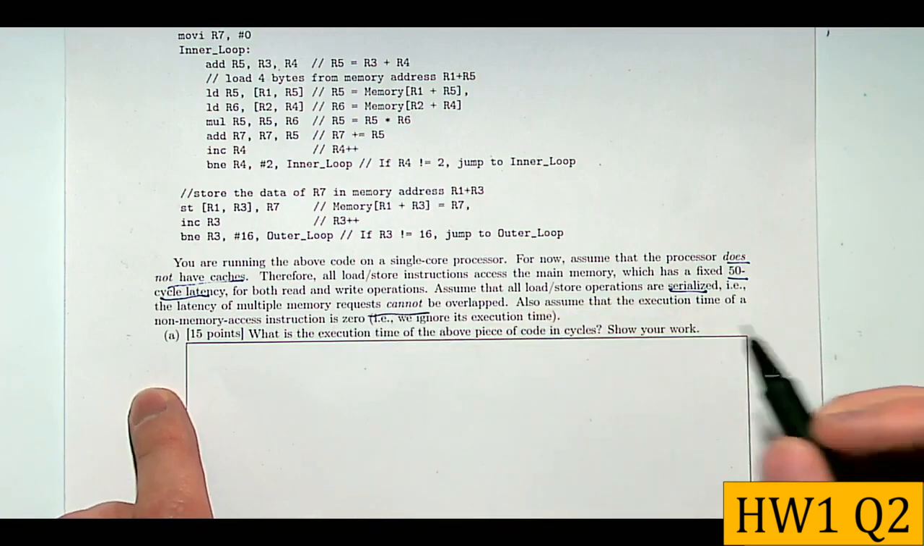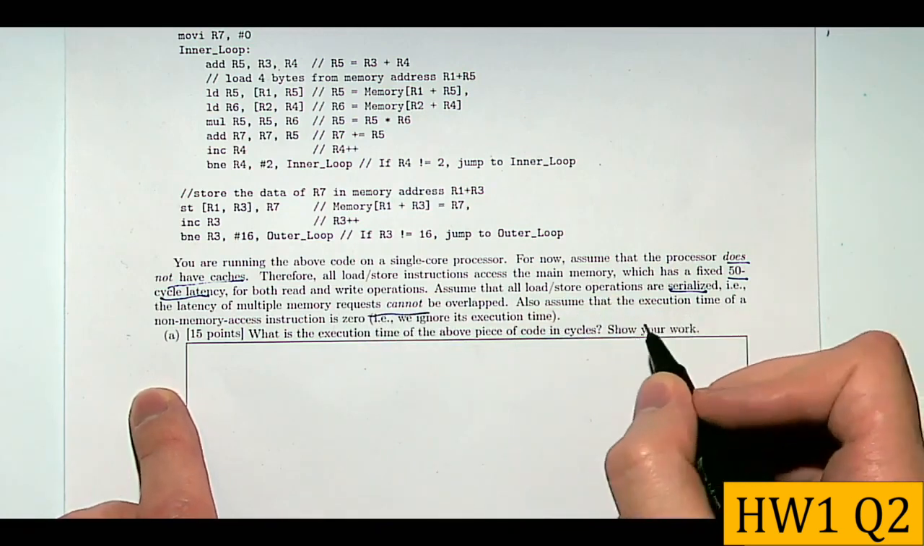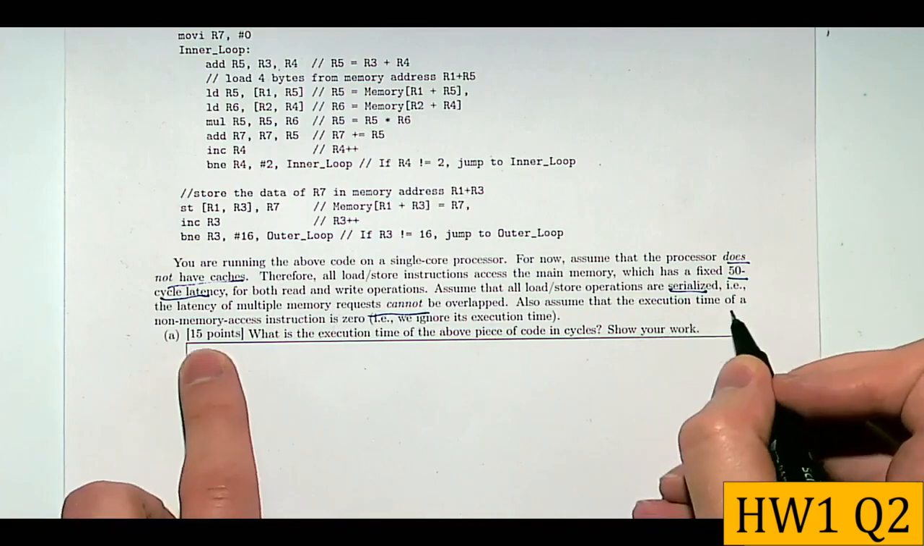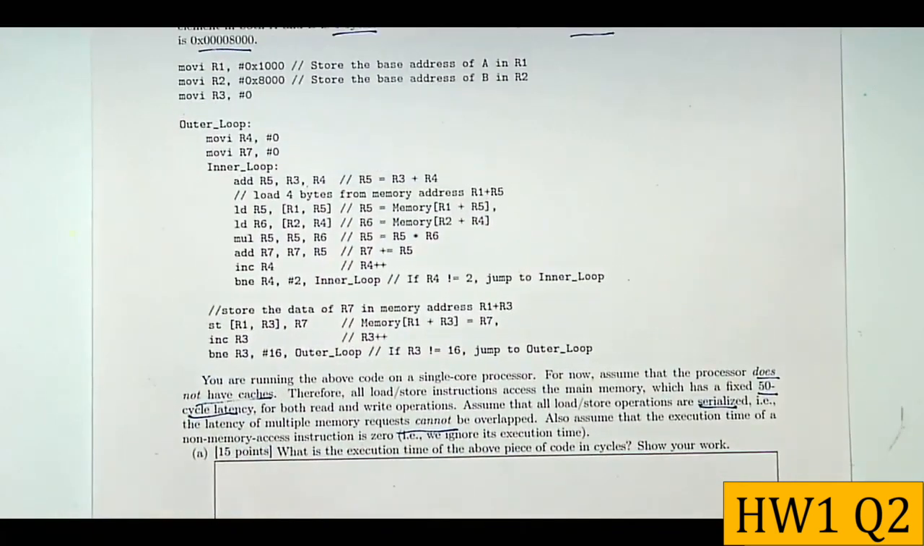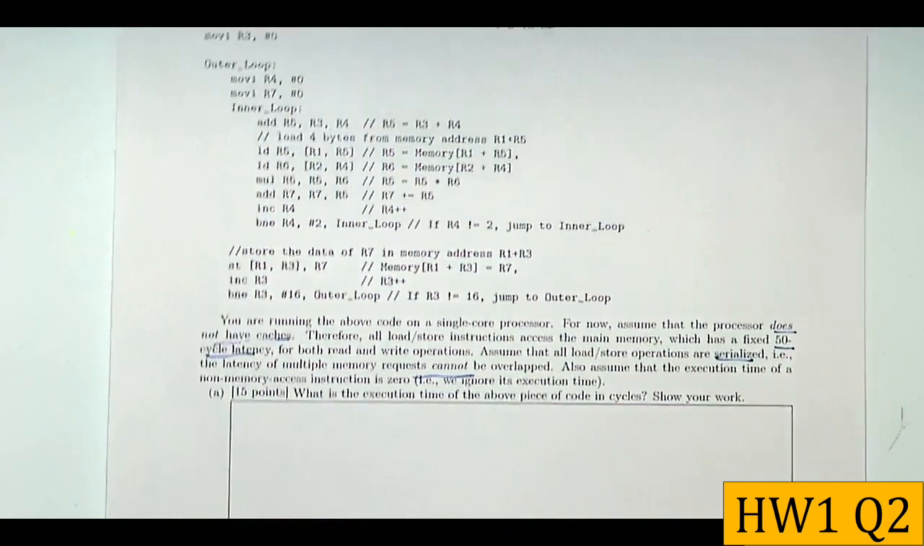Okay, so everything is pretty straightforward, and then the execution time of non-memory access instructions is 0. So here in this code, we will take into account only memory accesses. Okay, and then the question is, what's the execution time of this piece of code on this processor without any caches and 50 cycle main memory latency?